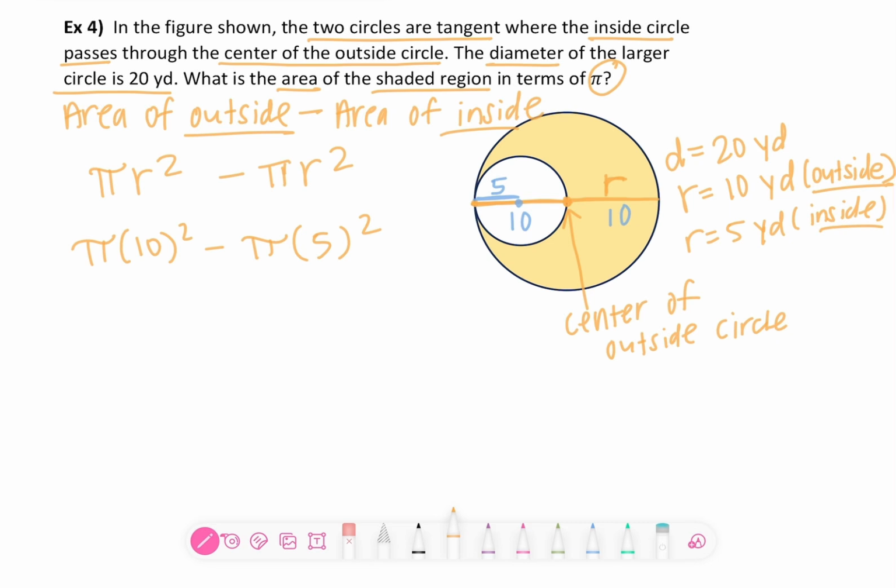Now it wants it in terms of pi, so we can go ahead and not multiply by pi. Only square the radii. 10 times 10 is 100, so this one is 100 pi, minus 5 times 5, which is 25, so 25 pi. Then you can treat it like terms: subtract the numbers and keep the pi. 100 minus 25 is 75 pi. And since it is yards, it would be yards squared because it is area. And that is the area.